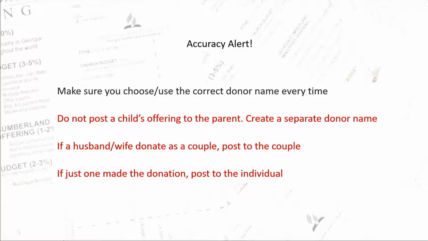Don't map a child to a parent. Each needs their own Jewel account. If a husband and wife donate as a couple, map to the couple. If just one made the donation, map to the individual. Another tip for later: if the donor's mailing address in Jewel is missing, but Adventist Giving has one, this is a good time to copy the address and enter it into Jewel.